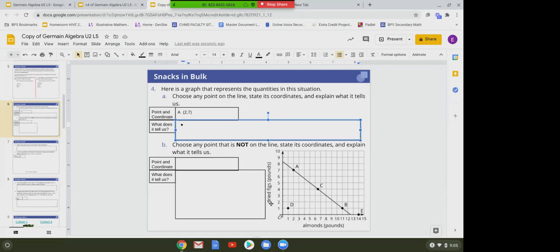What do we think, Junior? So when a point falls on a line, it means that it's a what? It's a solution. A solution, right? So it is a solution to the equation.